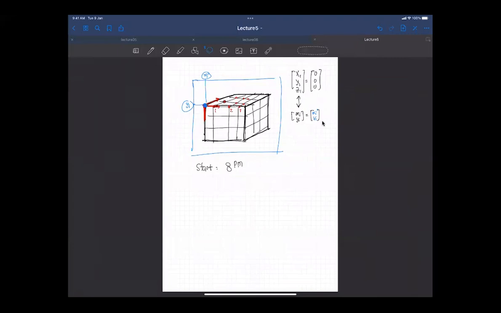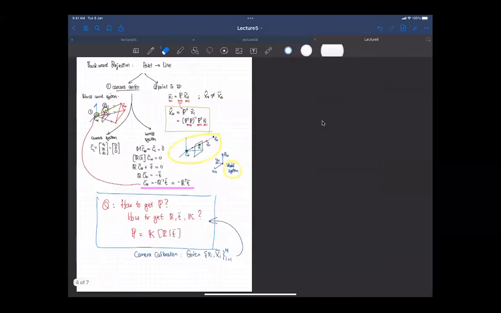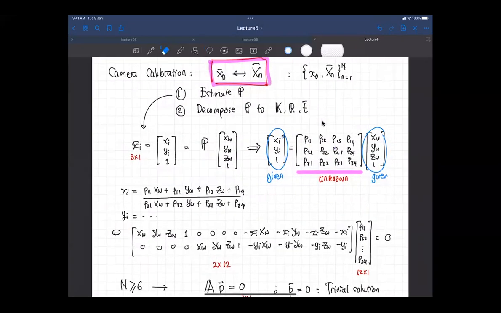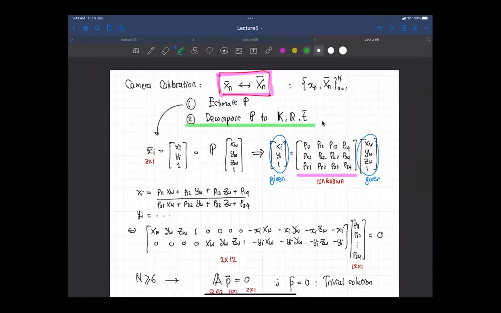All right, so let's start the second section. The second section is the continuation where we look at how we can decompose P into K, R, T. The second step here is to decompose P into K, R, T. We have P, and the question is how we can decompose it.